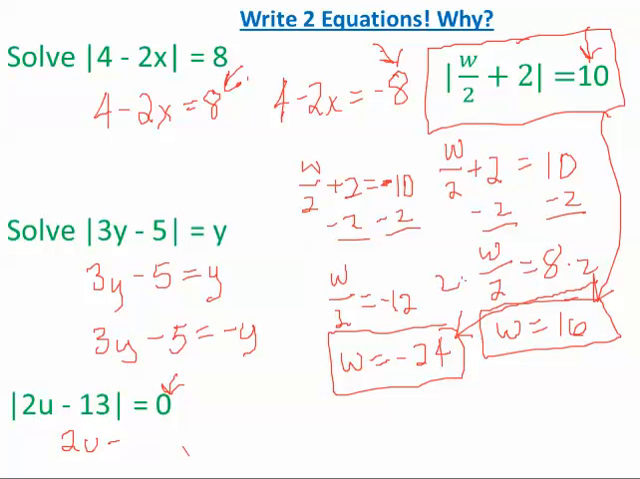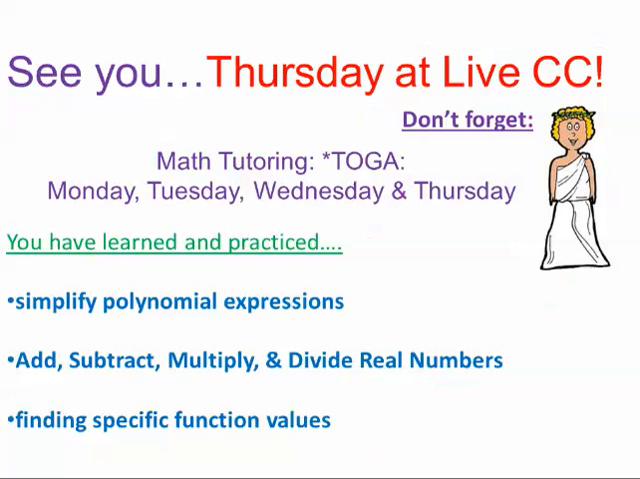It's just 2u minus 13 equals 0. Add 13 to both sides, divide by 2. You're going to get one answer, but only because it was just equal to 0. It can't be equal to the negative 0. I'm going to leave those up for you to answer. I think you can. They're solving two-step equations. Just remembering to write them twice for those absolute values.